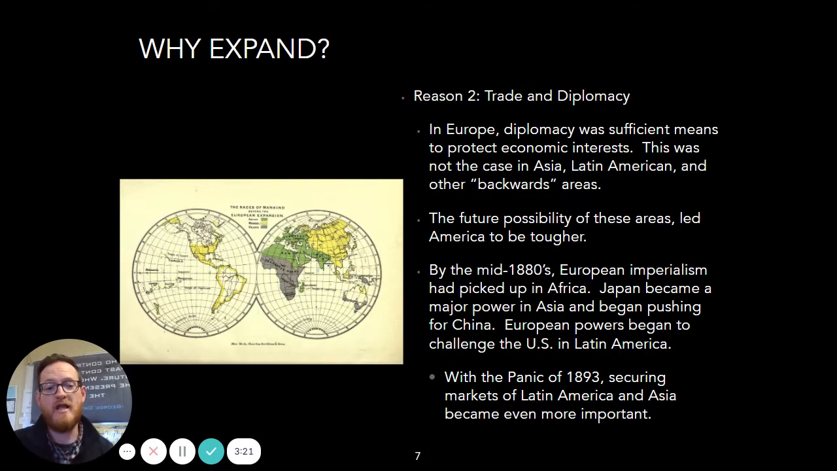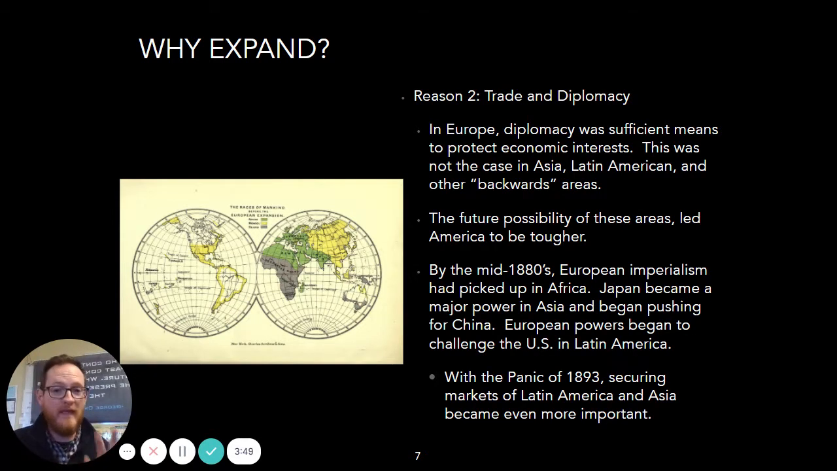Number 2, trade and diplomacy. Again, we just mentioned the trade, but also diplomacy was a sufficient means to protect economic interests in Europe. And this wasn't the case in other places, but people started to see that if you traded and had a relationship with other countries, this would be important for developing relationships with those other countries, especially in Asia, Latin America, and other backwards areas as they were known during that time.